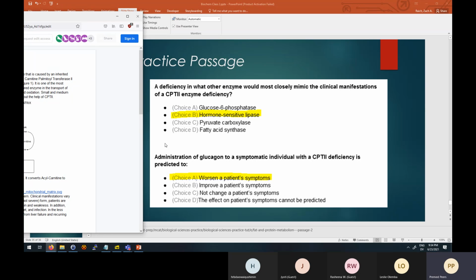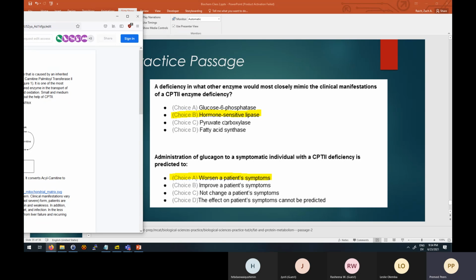So again, if we know what all these do: glucose 6-phosphatase, well, that one tells you what it does. That's the final step of gluconeogenesis. Fatty acid synthase is part of fatty acid synthesis, which is the opposite of this reaction. So really, that's totally tangential.